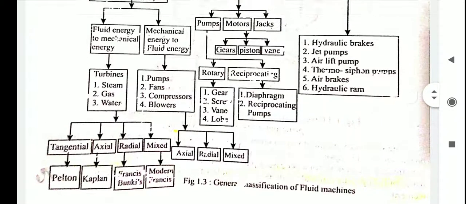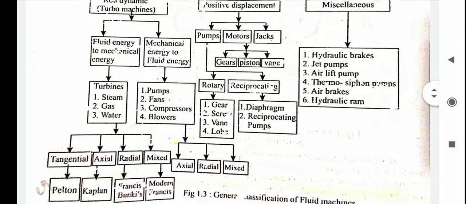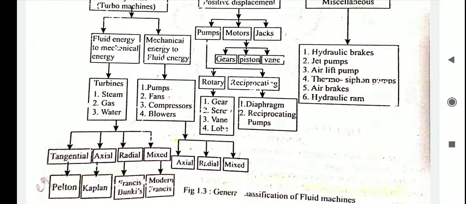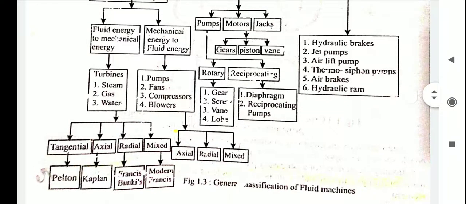Next, coming to positive displacement machines, there are three types. First one is the pumps, second one is the motors, third one is jacks. In case of pumps there are two types. First one is rotary pumps and second one is reciprocating pumps. In case of motors there are three types: gears, pistons, and vanes.